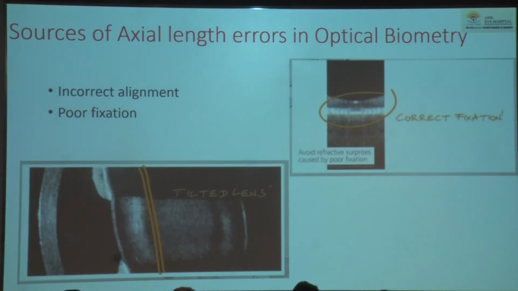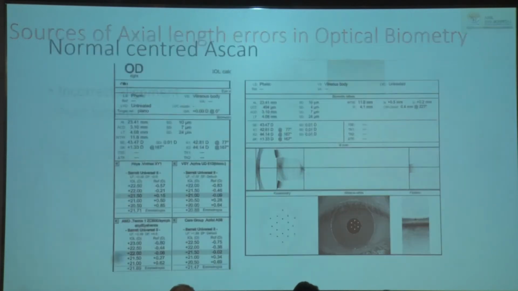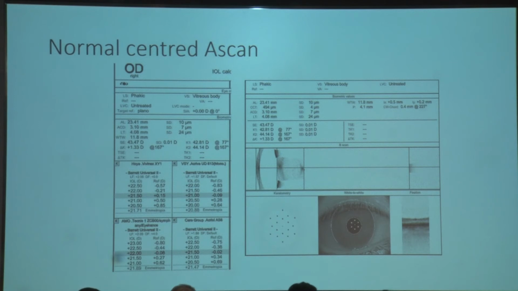Now, not that optical biometry is without any errors. You have to have a correct alignment and a correct fixation. We all know that there is an automated method also, but if you go on to the manual, you can still go wrong. So look for correct fixation, for example the foveal fixation. You can also have a tilted lens. Here you have an example where there's a normal centered A scan. You should look at all the telecentric mires, whether they are central, whether they are crisp or not, and the central line that's going from the cornea to the fovea.